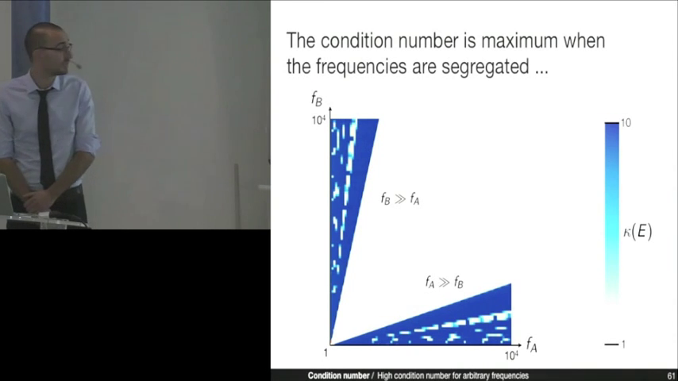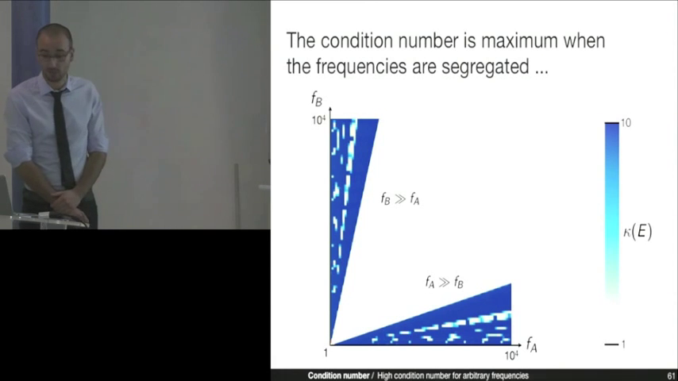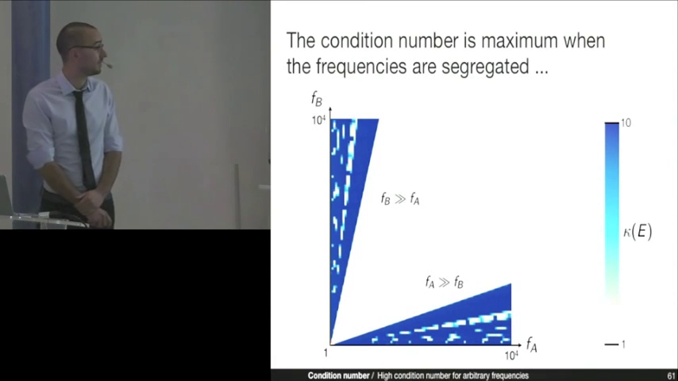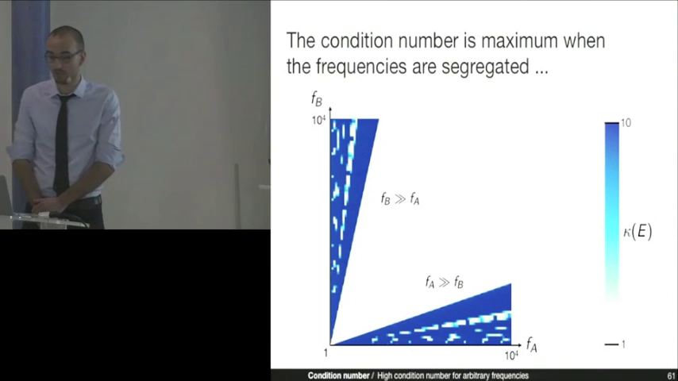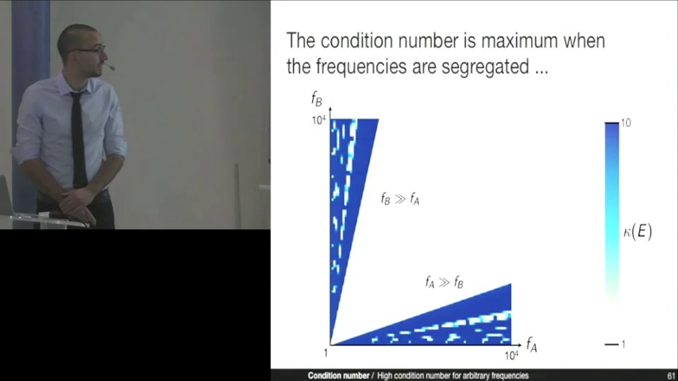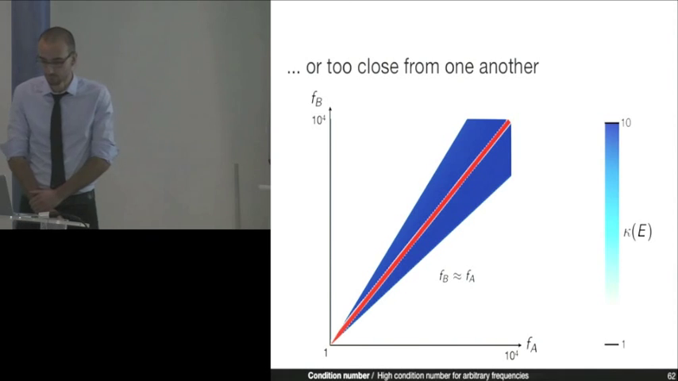One of the problems is that the condition number seems to be maximum when the frequencies are segregated. In fact, you can see this region where FA is largely superior to FB, or FB largely superior to FA. And for these two regions, you can see that the condition number is really high, at least higher than 10. And this holds true for frequencies that are too close from one another.